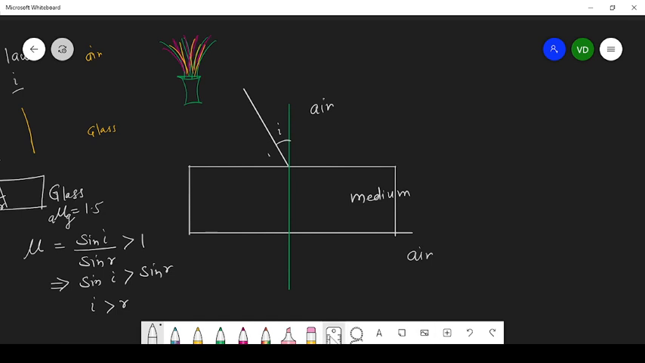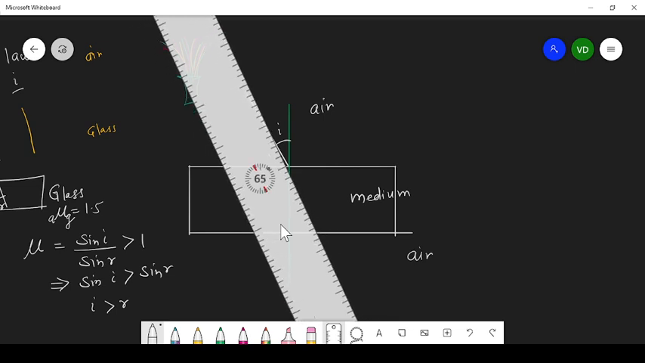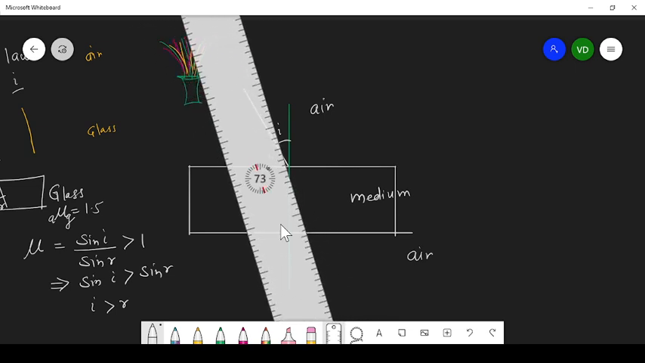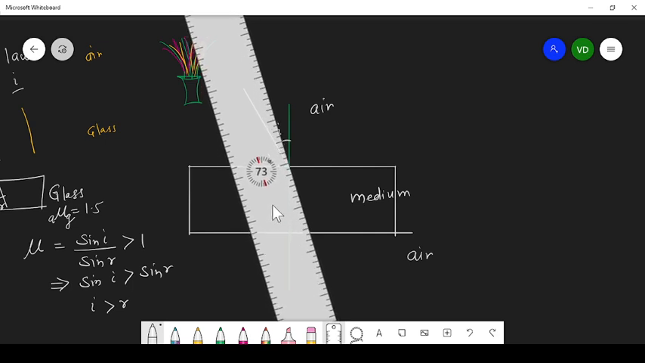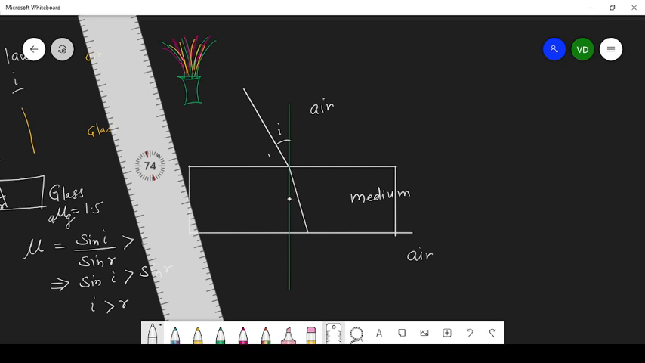Now as we know that the angle will be lesser than this, so it will move towards the normal. Okay, let me show slightly exaggerated. You can just find out the exact angle, but I'm more interested in seeing that the light is leaning towards the normal. So the angle R is less. Now what will happen if the light is coming out of the glass medium to the air?